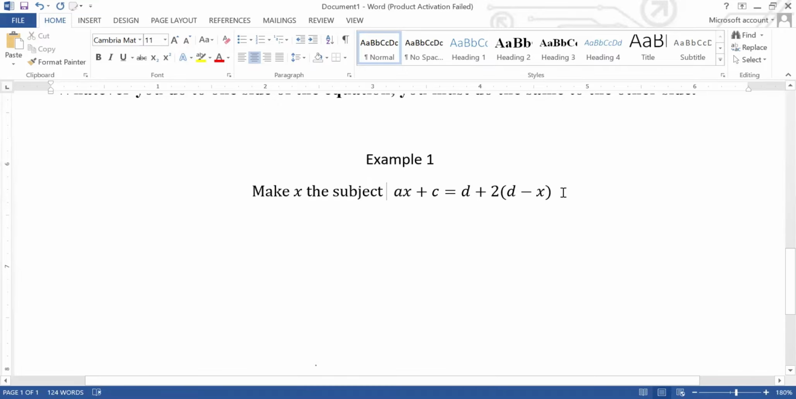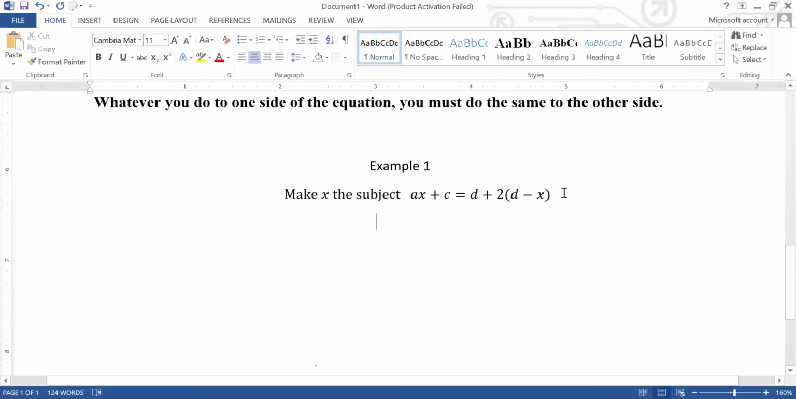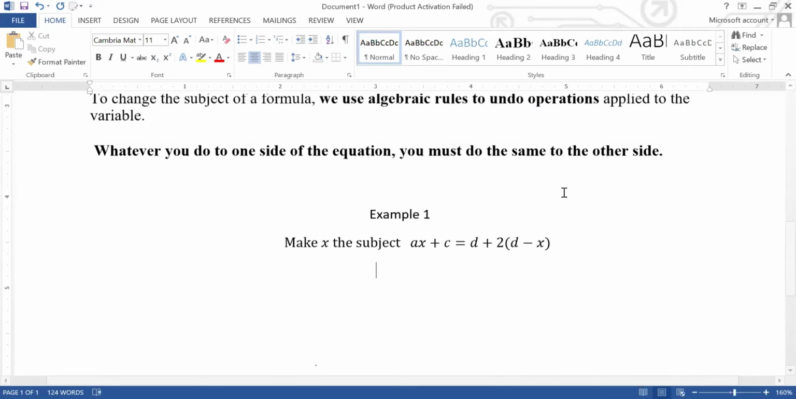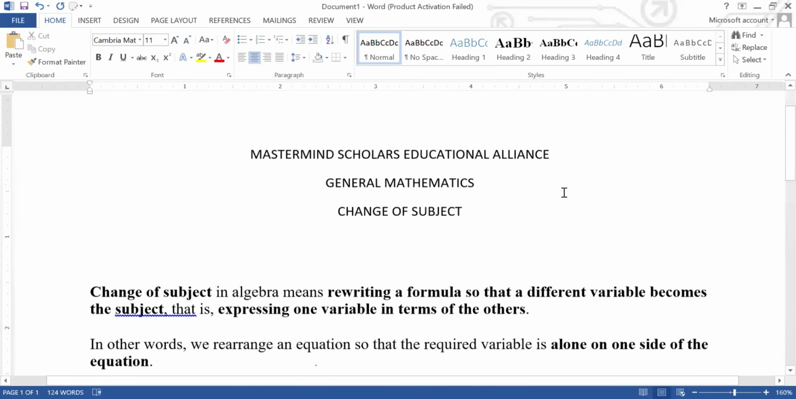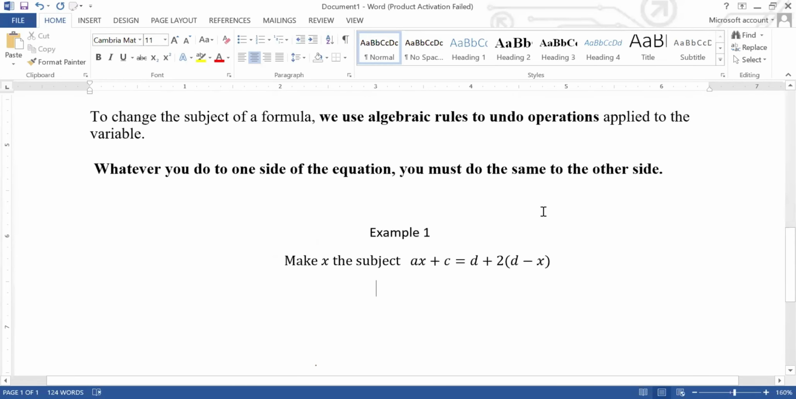Remember, by the end of change of subject, I would have taught you all the mathematics rules that you have to undo an equation, and I'll teach you all of that. So if you follow, you'll be fine. Now, the real term that is used to ask questions on change of subject is make x the subject. Or sometimes they can say express one variable in terms of the others. Okay. So solution.